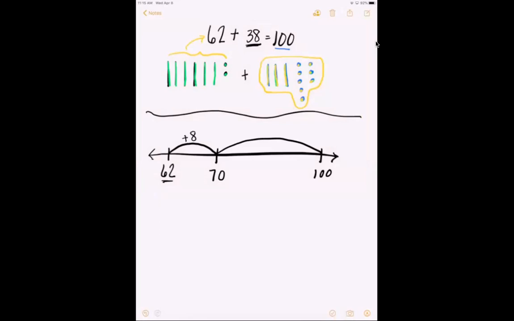I'm going to put 70 in my brain. I'm going to count on to 100. So 70, 80, 90, 100. That gives me 3 sets of 10. 3 sets of 10 is 30.